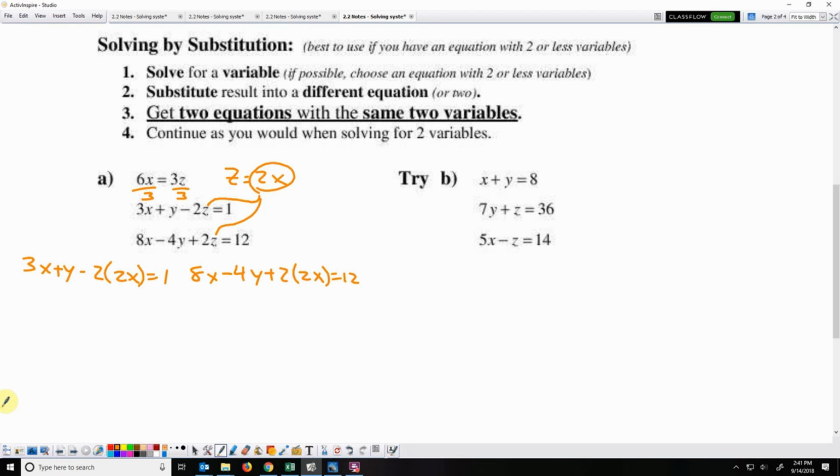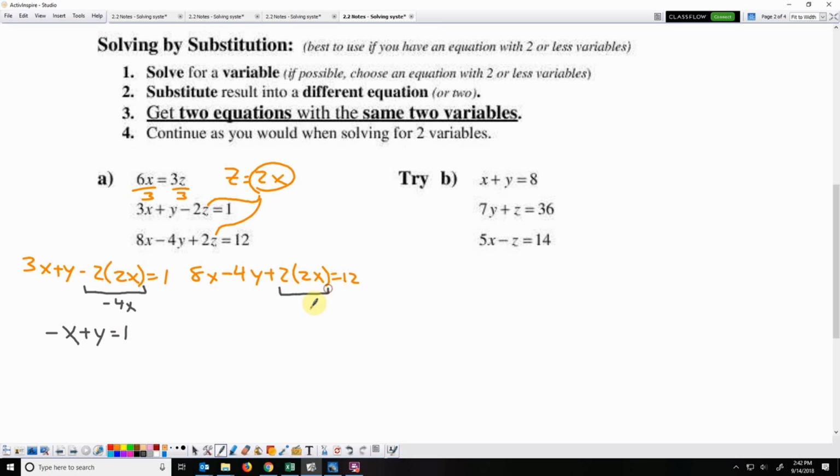Okay? So what I have now is 2 equations with 2 variables. That's part 3. 2 equations, 2 variables. I want to simplify those, and then we will solve as we normally would a 2 by 2 system. So negative 2 times 2x is negative 4x. So I've got 3, now I'm going to combine that, so cancel that. 3x minus 4x is negative x plus y equals 1.